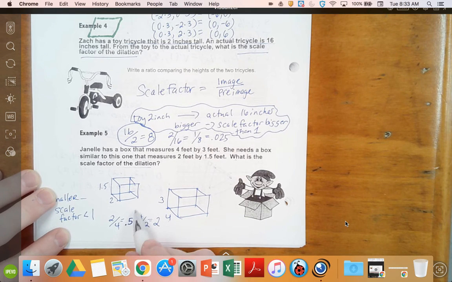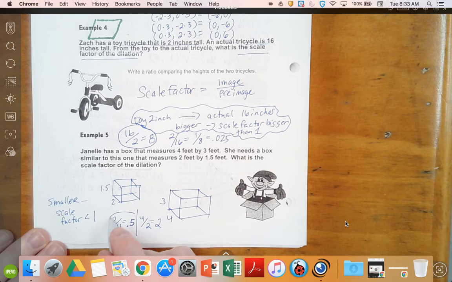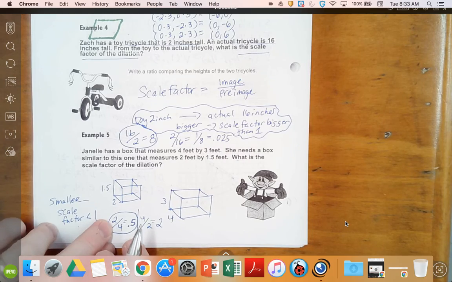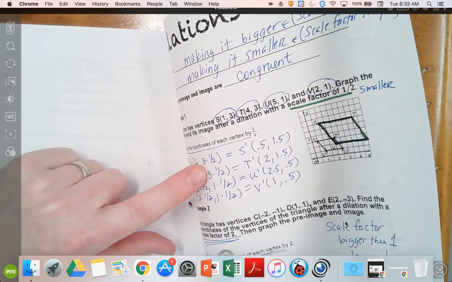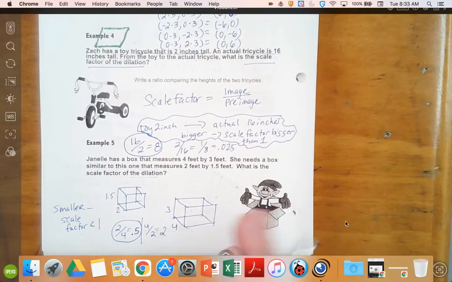So which one gives me a scale factor less than 1, because I'm getting smaller? Well, it's this one right there. So I just used some things to infer. My scale factor is 1/2. This one was similar to what we did on the first one. Your scale factor here, I'm just taking this and basically cutting it in half.